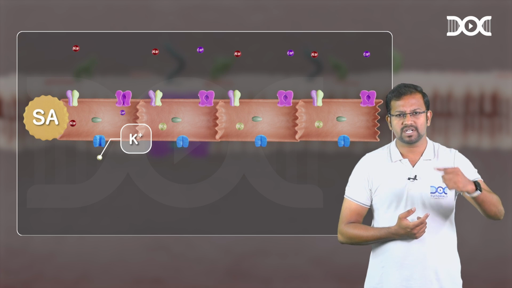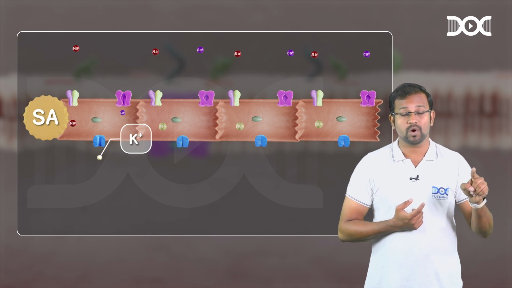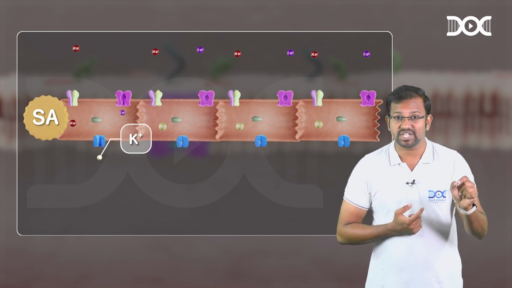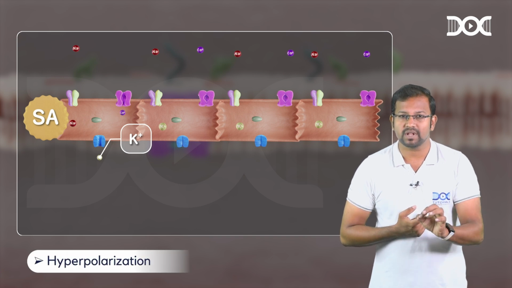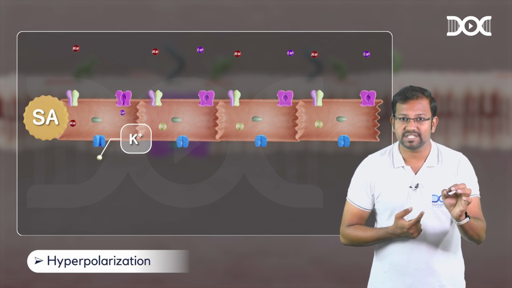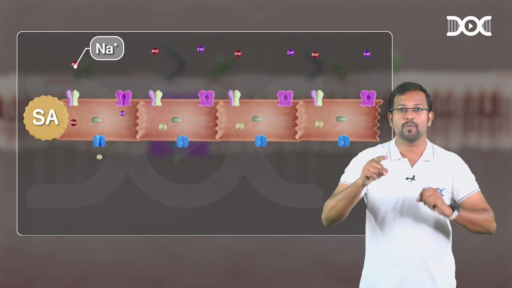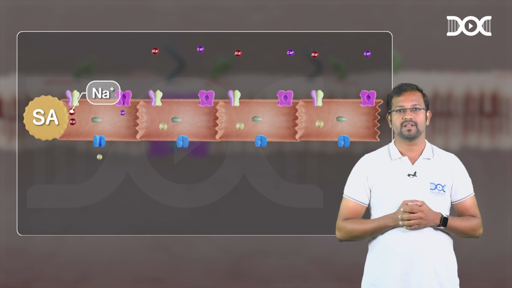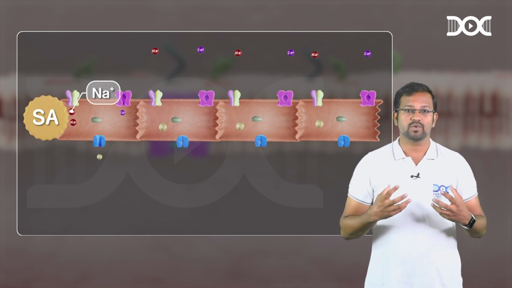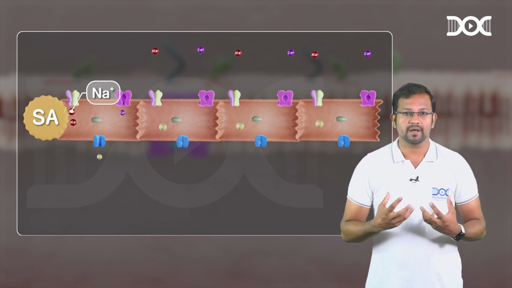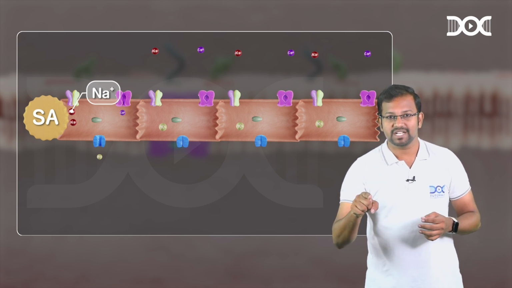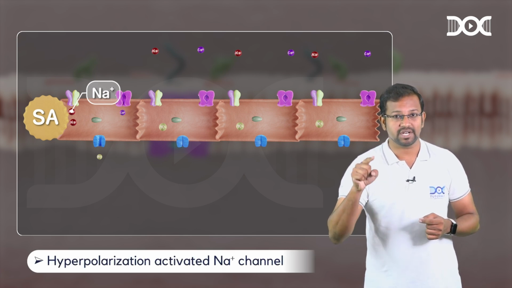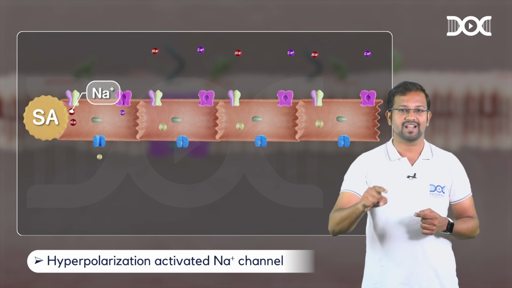There will be constant let out of potassium, but at one point of time, the positive inside the cell will be very much lesser. It will cause hyperpolarization. That hyperpolarization will stimulate the opening of the sodium channel. Is that clear? So, what is the sodium channel? How the sodium channel is getting opened up, buddies? It is the hyperpolarization. That's why this sodium channel is also called as hyperpolarization activated sodium channel.